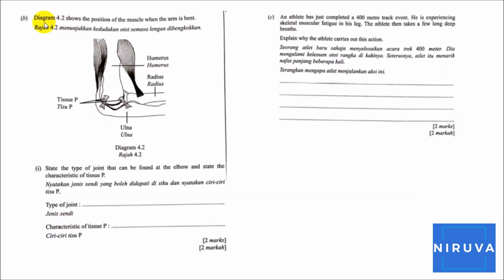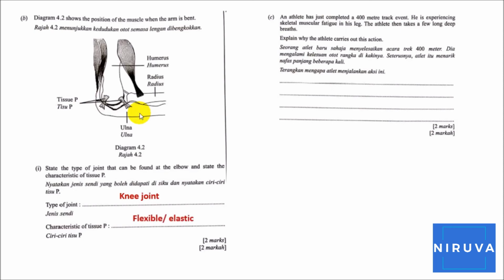Okay, and then B, diagram 4.2 shows the position of the muscle when the arm is bent. State the type of joint that can be found at the elbow and state the characteristic of tissue P. So the type of joint that can be found at the elbow is known as a hinge joint, allowing for flexion and extension of the elbow or our arms. And the characteristic of tissue P here must be flexible and elastic.